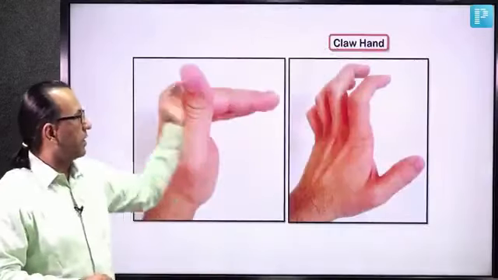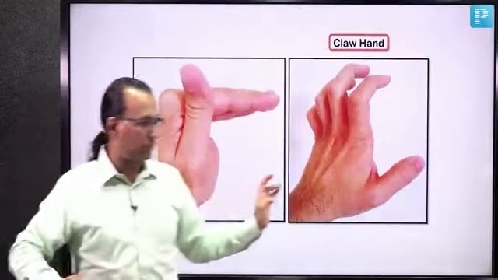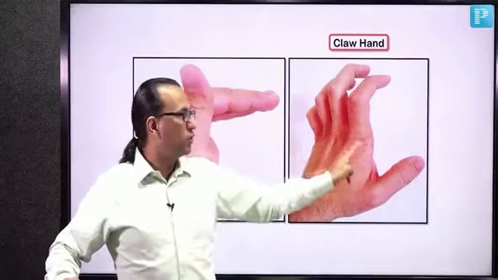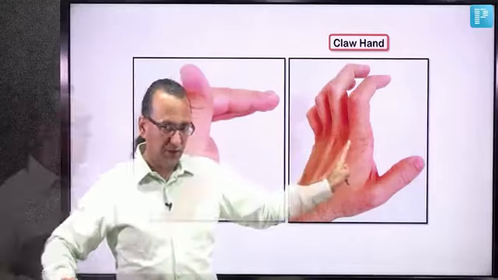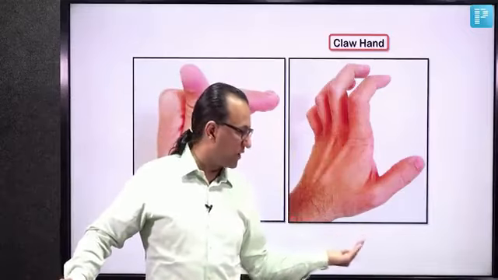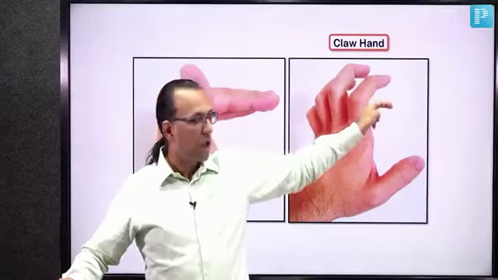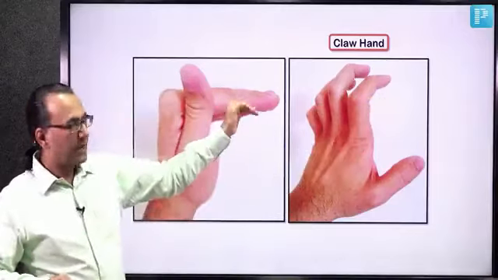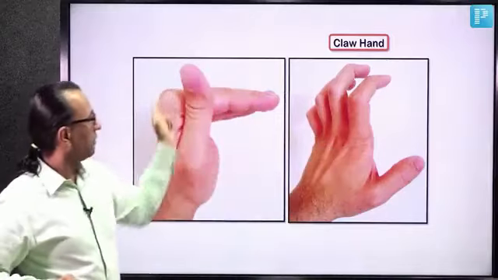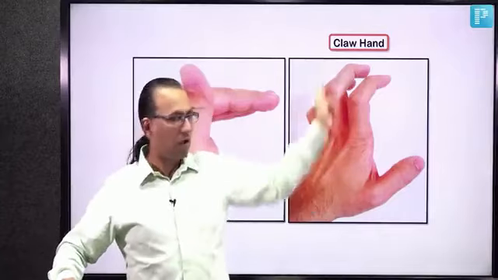Now, in Klumpke's palsy, lumbrical and interossei are not working, so the anterior and posterior forearm muscles become more powerful. You will see the posterior forearm muscle, which is extensor digitorum, is now leading to metacarpophalangeal hyperextension, and then the anterior forearm muscle, which is flexor digitorum, especially flexor digitorum profundus, is leading to interphalangeal flexion, which is normally balanced by the lumbrical and interossei. If you cannot do IP extension, the IP joint goes into flexion, and if you cannot do MCP flexion, then the MCP joint goes into hyperextension. That is claw hand deformity.